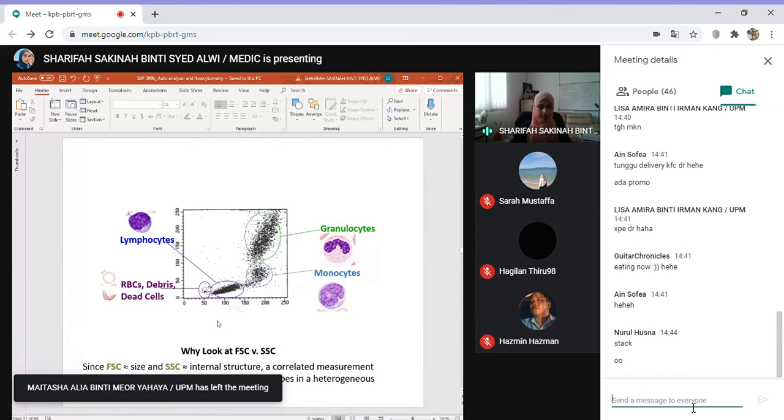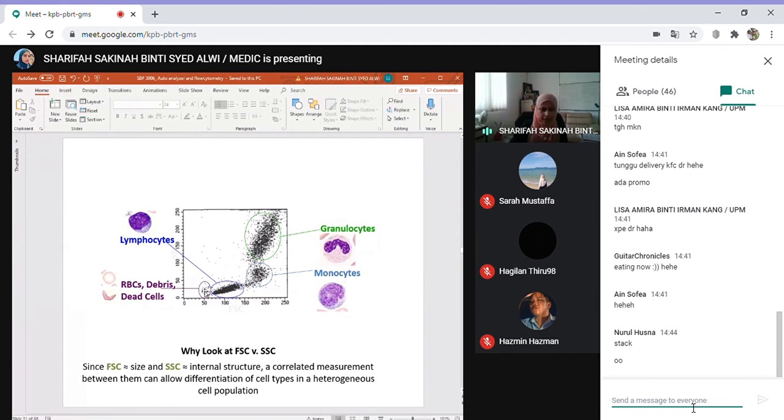Usually live cells, debris and dead cells are in this area. They are close to the lymphocytes, but they are not lymphocytes. If you don't have both the forward scatter and the side scatter, there is a possibility that you cannot really differentiate the subpopulations. Only with the existence of these two, FSC and SSC, can you really differentiate the subpopulation.